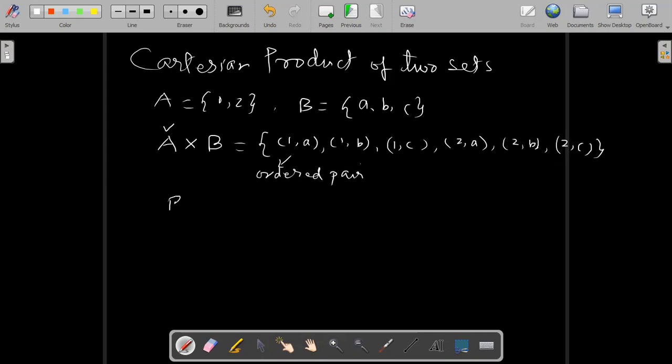And A cross B is not equal to B cross A. If you want to find B cross A, it will be different. A cross B cannot be equal to B cross A. A Cartesian product B cannot be equal to B Cartesian product A.